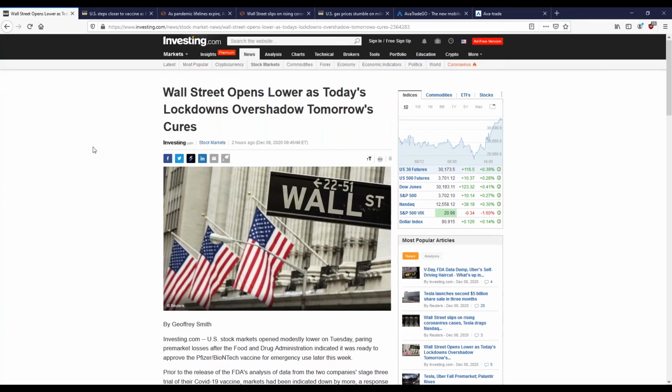Okay, so let's take a look at the fundamental news. Wall Street opens lower as today's lockdowns overshadow tomorrow's cures. Okay, that's a nice headline.